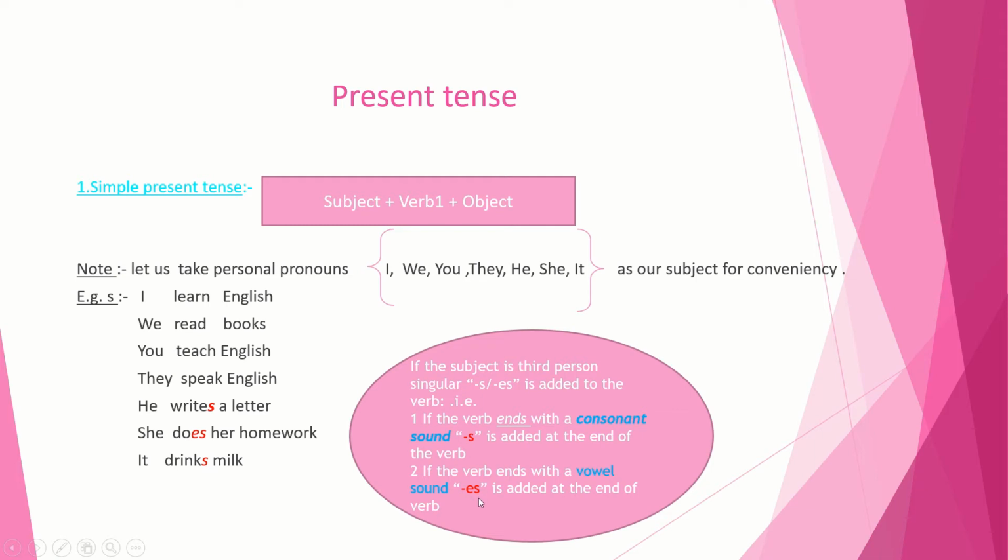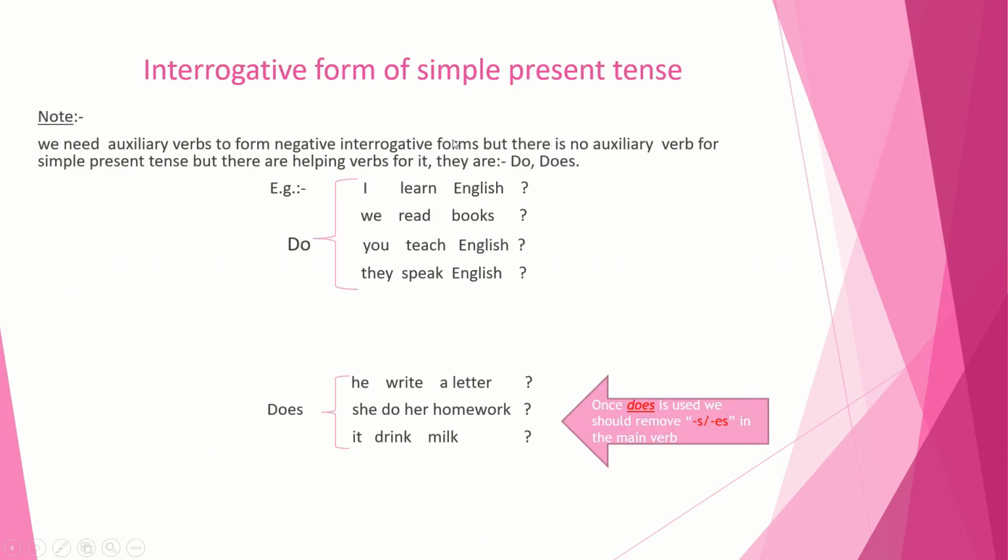Okay, this is present tense and its examples. Next one is interrogative forms of simple present tense. In order to form interrogatives and negative forms of simple present tense or any tense, we need auxiliary verbs. So there is no auxiliary verb in the structure of a simple present tense. So we have to take the help of do or does.